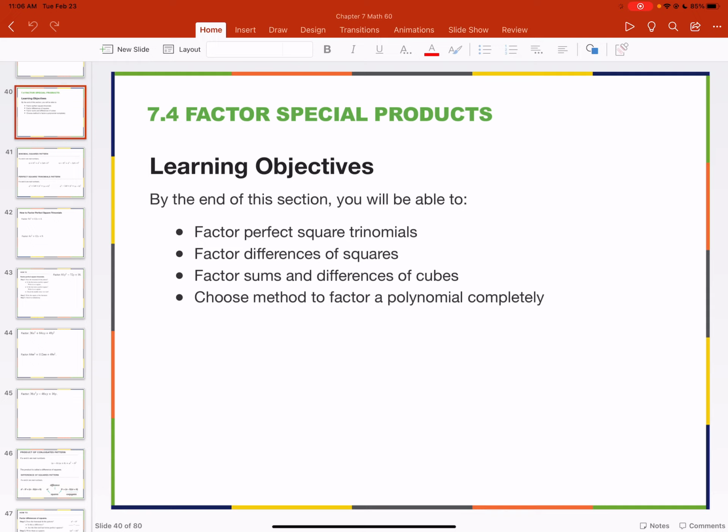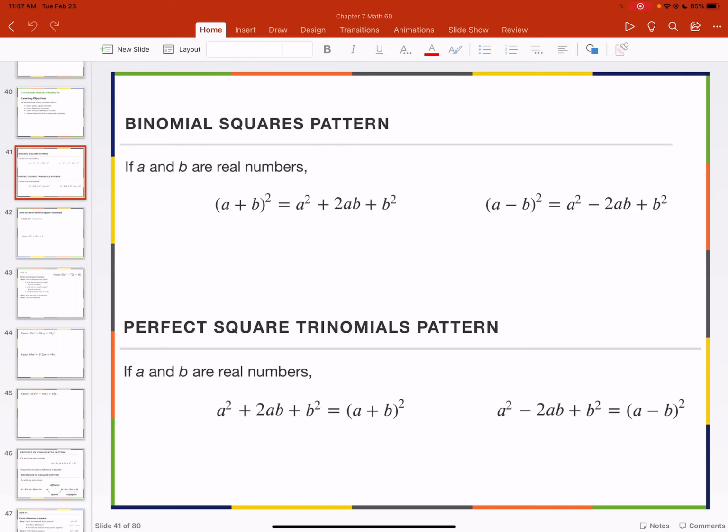Okay, so we've been talking about factoring a lot. So this is chapter 7. Remember that factoring is taking a polynomial and breaking it up into a product of monomials and binomials that themselves cannot be factored any further. Okay, so let's say, for instance, here we need to remember the following.